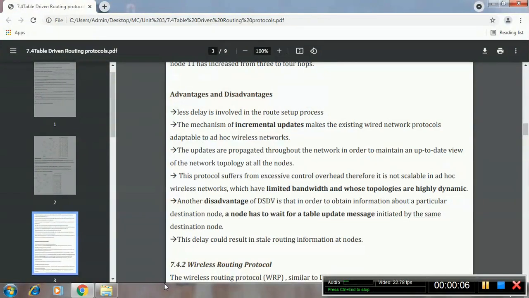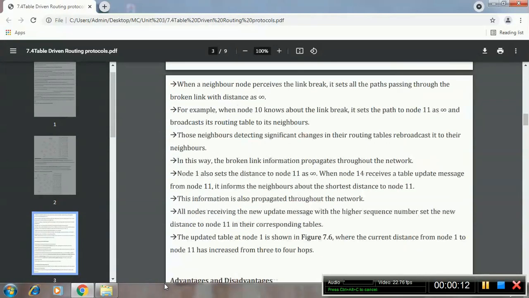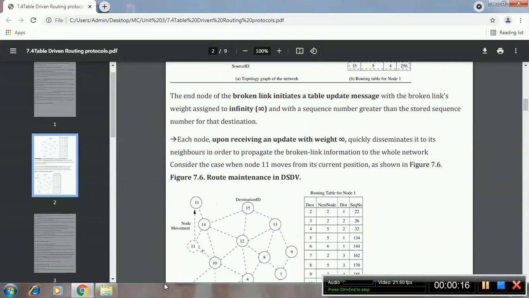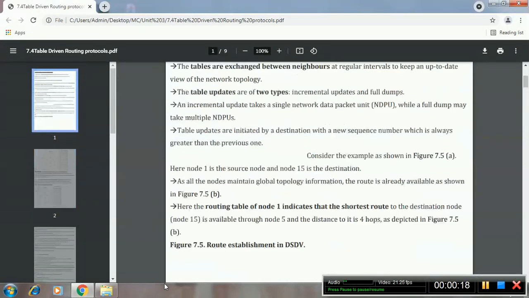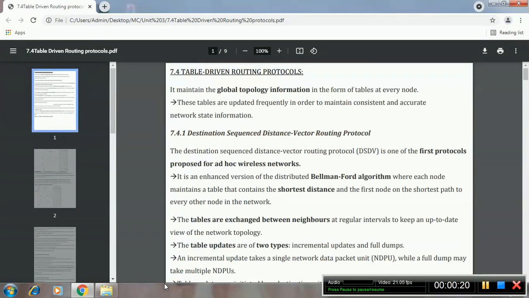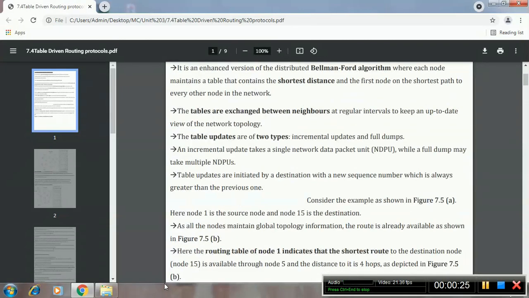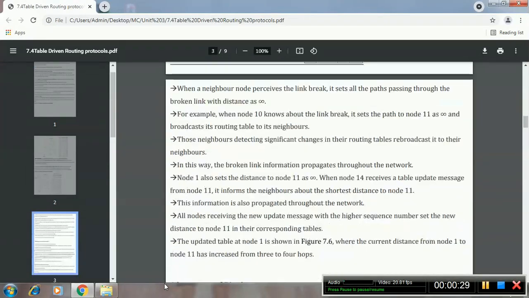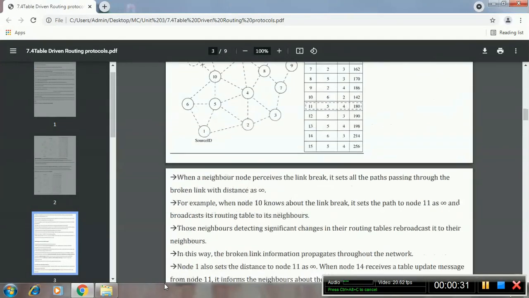So, good morning everyone. In today's class, we are going to learn about the advantages and disadvantages of DSDV. Do you know what is meant by DSDV? What is the full form of DSDV? Destination Sequenced Distance Vector Routing Protocol.